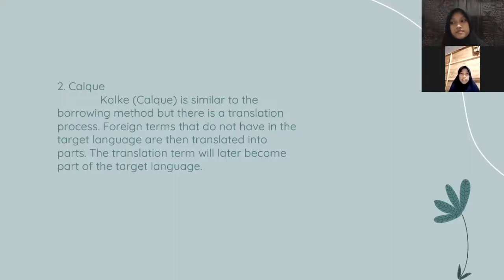The second is calque. Calque is similar to the borrowing method, but there is a translation process. Foreign terms that do not exist in the target language are then translated part by part. The translated term will later become part of the target language.